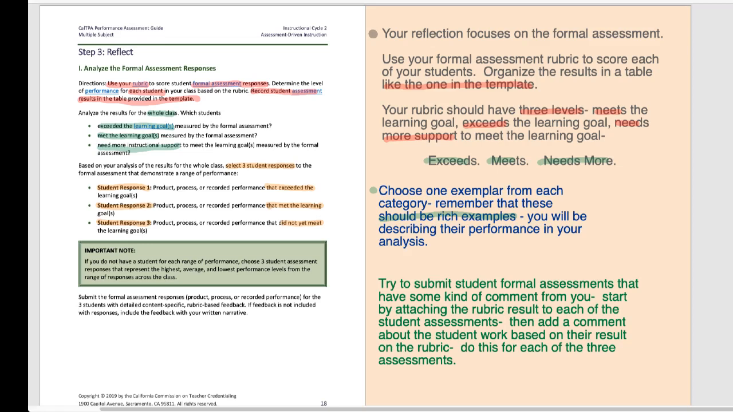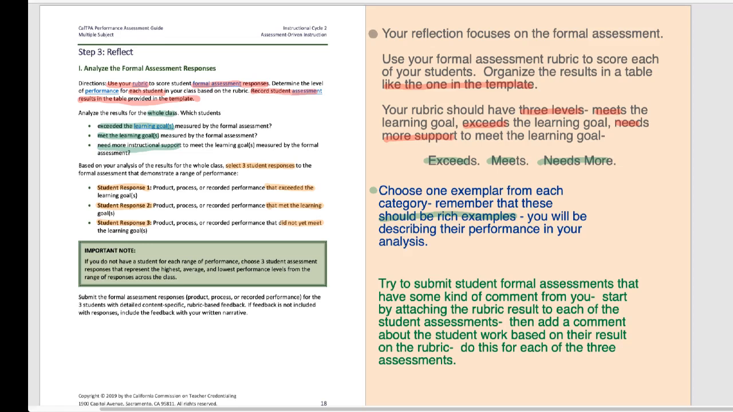The same with exceeds. Just because someone got everything right in some particular way, just, they have 100% on an assessment, does not mean that you'll be able to write much about it. Look for kids who exceeded and showed you some special way in which they exceeded. All right? Hope that makes sense.